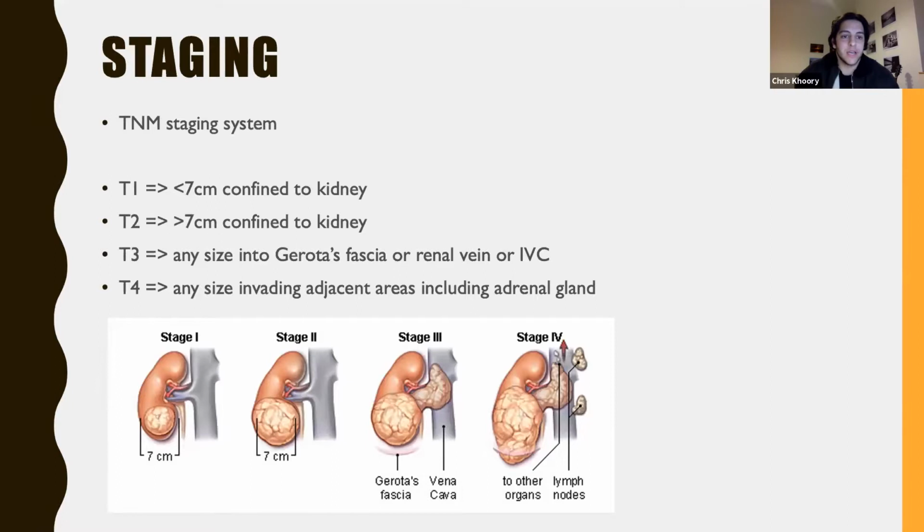Staging kidney cancer uses the TNM staging system. T1 is less than 7 centimeters within the kidney. T2 is more than 7 centimeters in the kidney. T3 is any size going into Gerota's fascia or the renal vein or IVC. And Gerota's fascia is the fascia which surrounds the kidney. T4 is any size invading adjacent areas, which can include the adrenal gland.